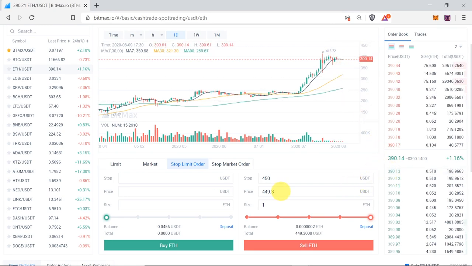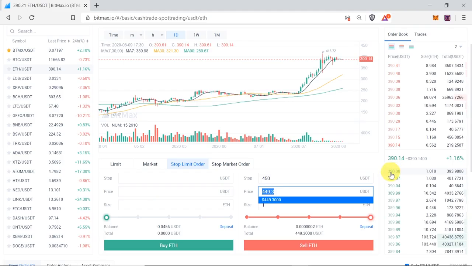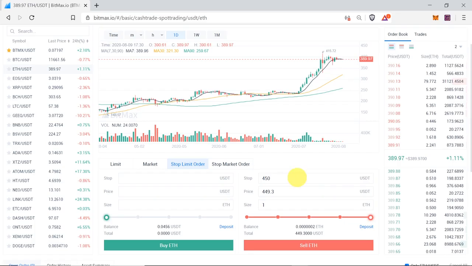It checks if there is any order on the book to buy Ethereum for a price of 449.3 or higher. If there is, we automatically sell our Ethereum to that person, which means we can get an even better rate than we set over here. If there isn't, then our order will be added to the sell book over here, and once someone wants to buy it, it will be sold to that person. Yeah, so this is how a sell Ethereum order works.